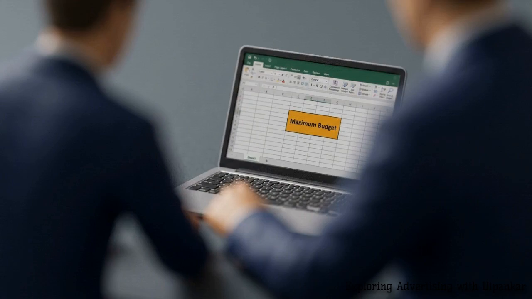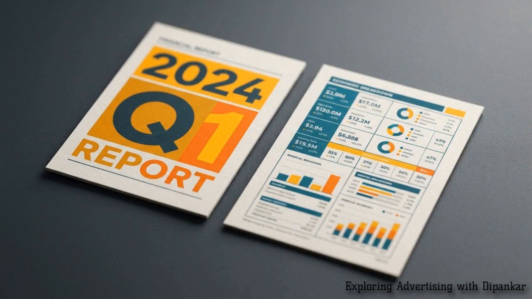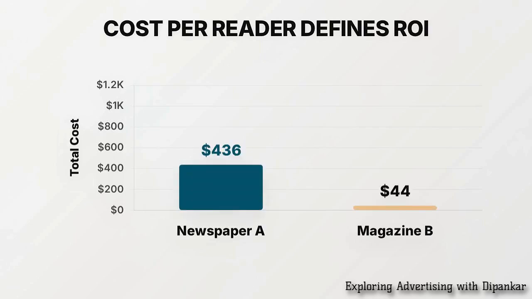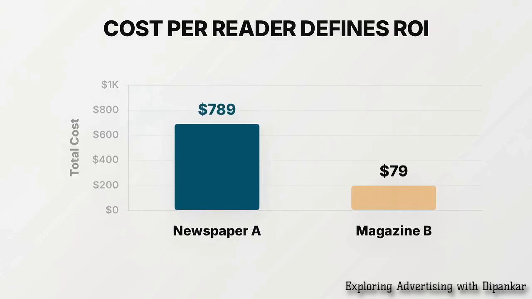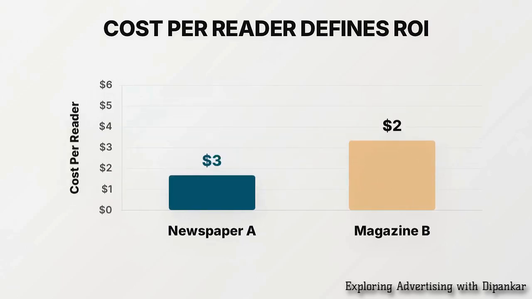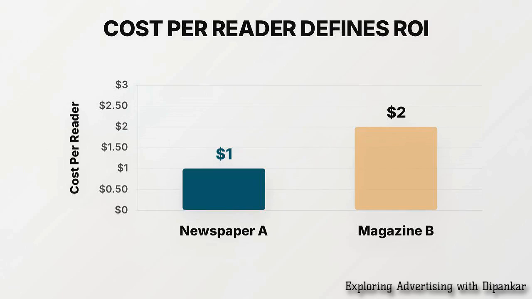Ultimately, every media plan is constrained by available capital, but evaluating platforms strictly by their total upfront cost often misleads planners. Compare newspaper A at $1,000 for 1,000 readers to magazine B at $100 for 50 readers. Cost per exposure reveals newspaper A is $1 per reader, magazine B is $2. Newspaper A is mathematically superior.